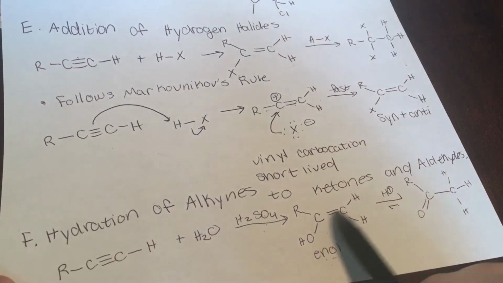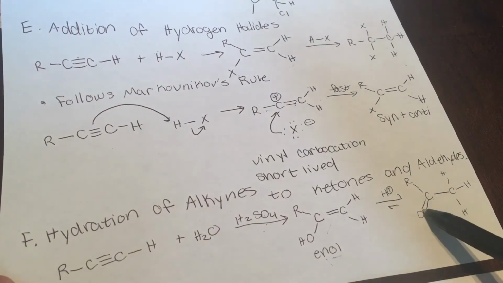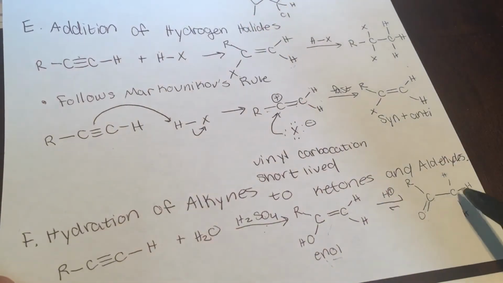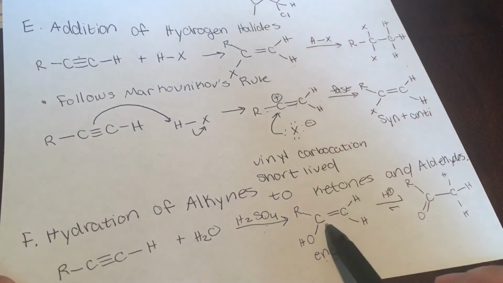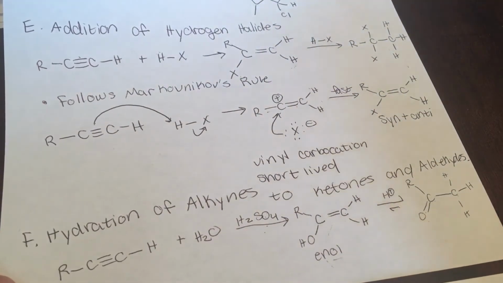So here you have pi electrons between these two carbons. Here you have the pi electrons between these two carbons. And then the placement of this hydrogen. Here it's on the oxygen. Here it's on this carbon over here, okay? So these are a special type of constitutional isomers called tautomers, okay?